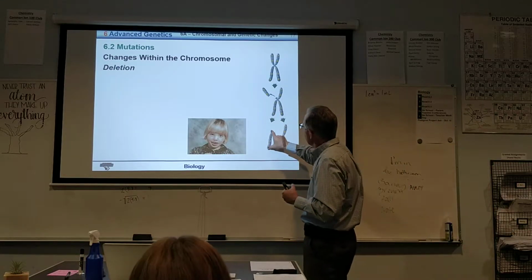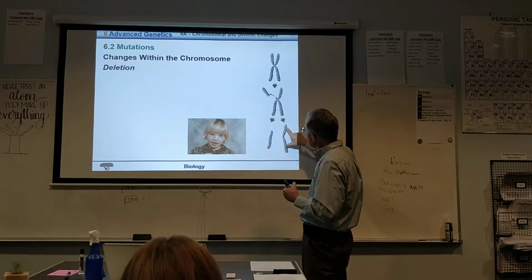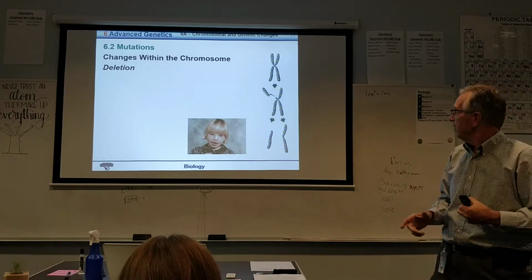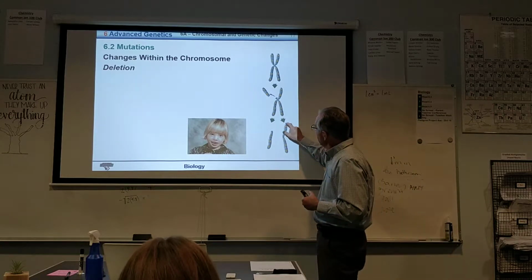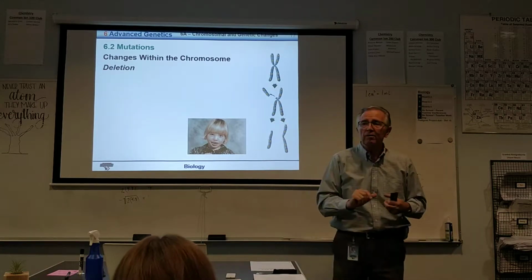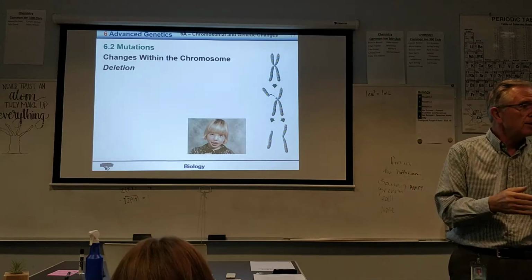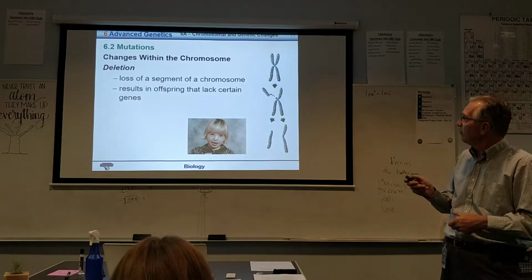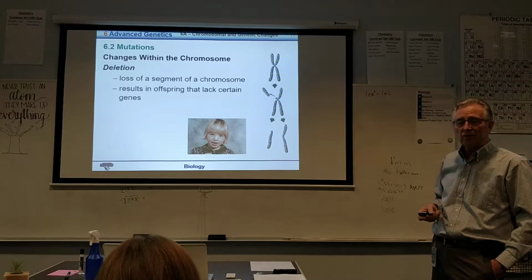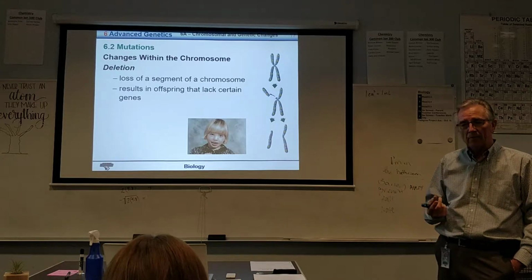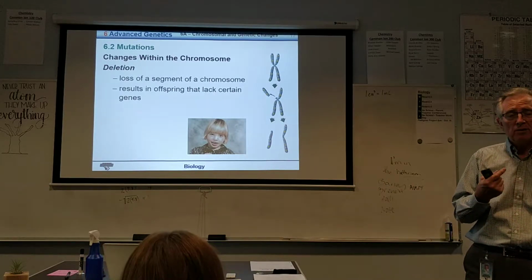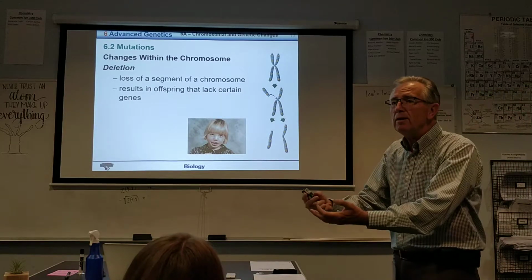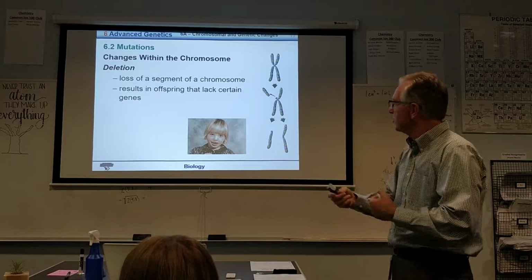So this chromosome now is shorter than its homolog, and it's missing some genes, so there's nothing over here to mask whatever was over there, if it could mask. So that's not necessarily a good thing. It results in offspring that lack certain genes. So there are some characteristics that are caused because you don't have the genes to produce the proteins that you need to be able to make certain structures.